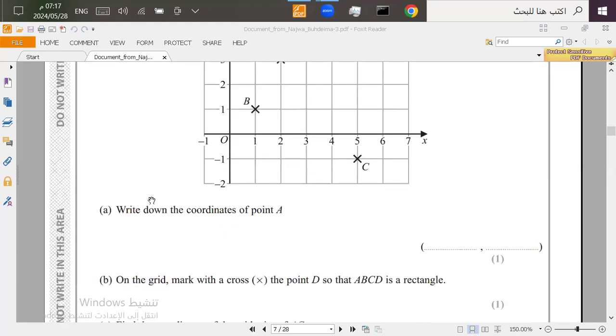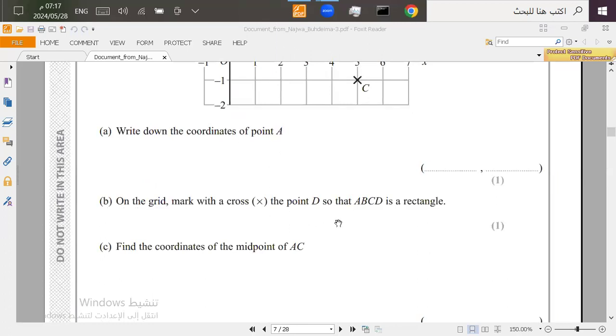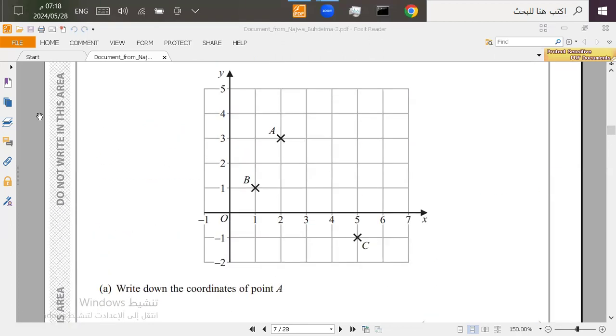Now, next. On the grid, mark with a cross the point D so that ABCD is a rectangle. So we're going to draw a rectangle using these 3 points and the point D. Now, to make a rectangle, first I look at the shape. Let's say this is one of the lines. I can draw the line like this, and this is the other line. And I want to make a rectangle. To make a rectangle, the other line should be over here. And then this is the other line. So this is a rectangle.